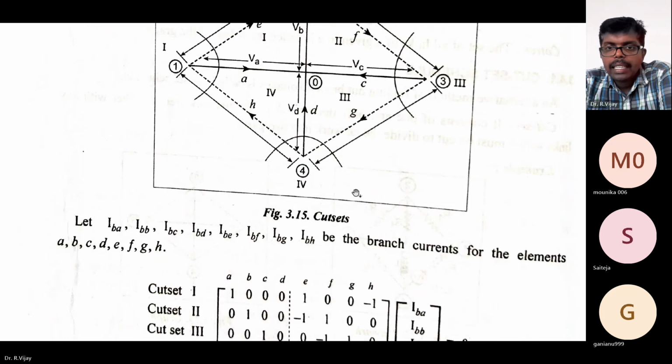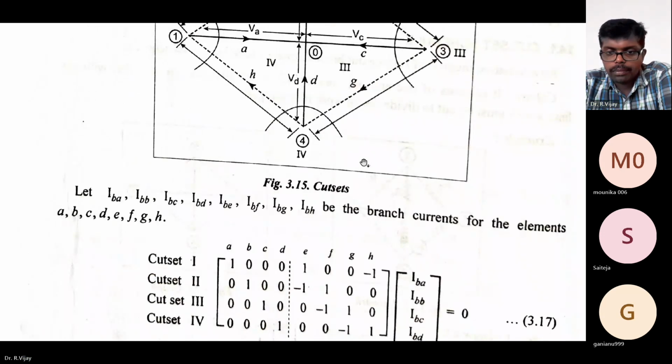Similarly for cut set 4. D and H are going outside, so they are 1. G is coming inside, so it is -1. Rest are all 0. So this is for the branch currents.